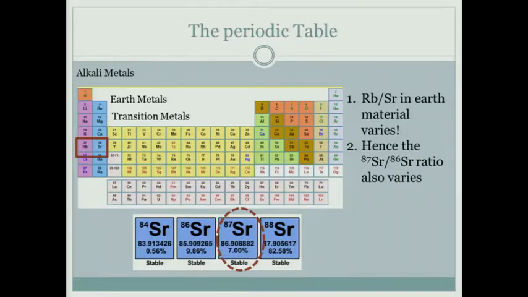And if this changes, then the strontium-87/strontium-86 isotopic ratio will also vary. Why? Because if you have rubidium, then it will decay to strontium-87, so this ratio will also change. And if you don't have rubidium in your sample, then the strontium-87/strontium-86 would be lower and different. So this is the whole idea.